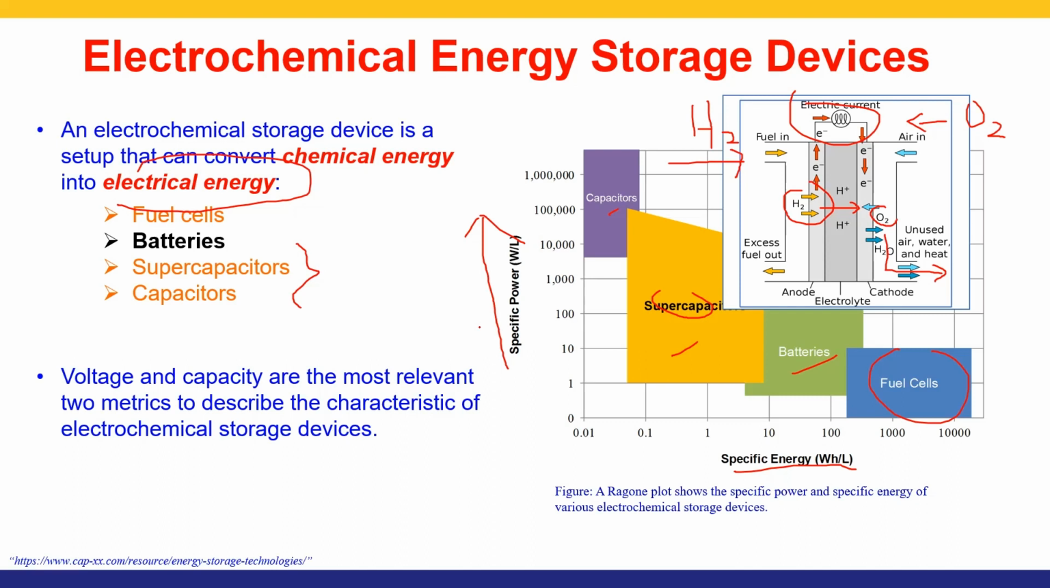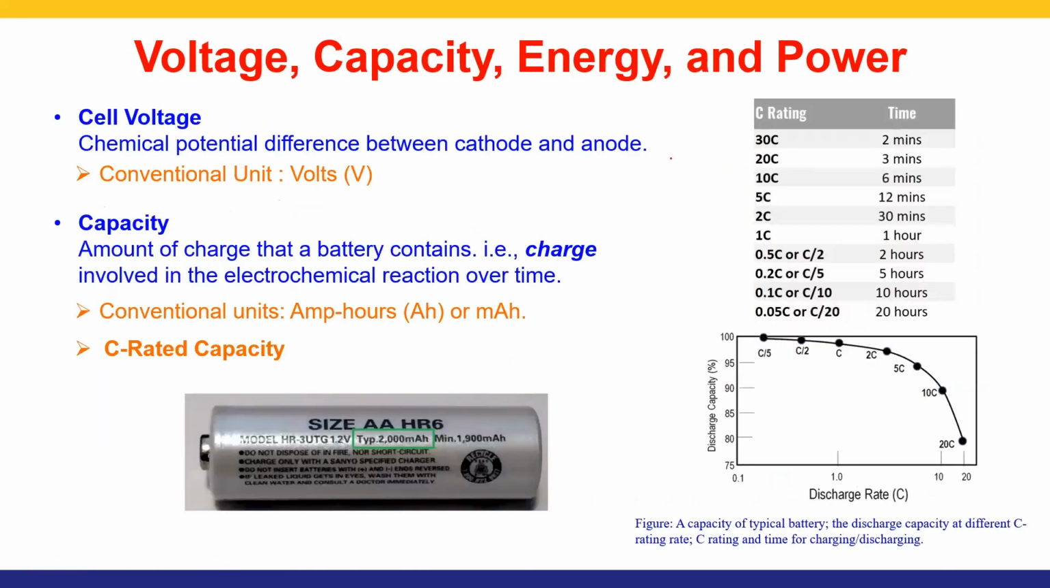Usually, we will use capacity and voltage to describe an electrochemical storage device, and we will look at this in the next slide. The theoretical cell voltage is defined as the chemical potential difference between cathode and anode. However, in practical application, the cell voltage will be lower due to the internal resistance. In other words, the cell voltage is related to the chemistry, or electrochemistry, of the anode and the cathode. It is the difference between the cathode and anode that will form a cell potential.